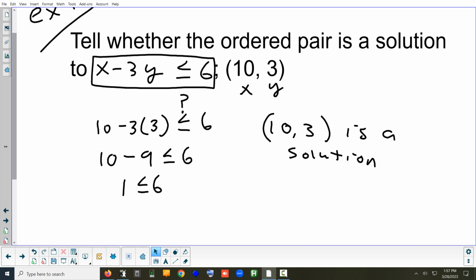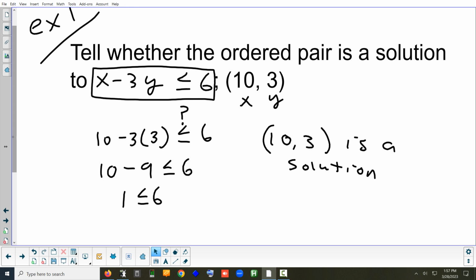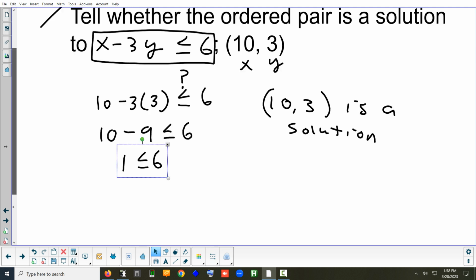Natalie, is it the only solution? No. We could come up with another one that would probably work besides 10, 3, but that is one that does work. Okay. Any questions on why 10, 3 is a solution? That's all you have to do: just plug it in and see if you get something that's true.